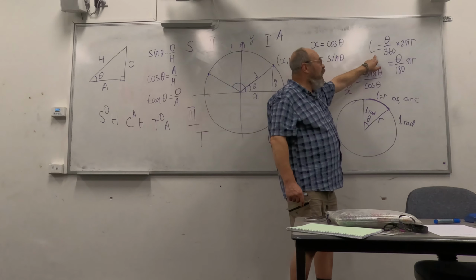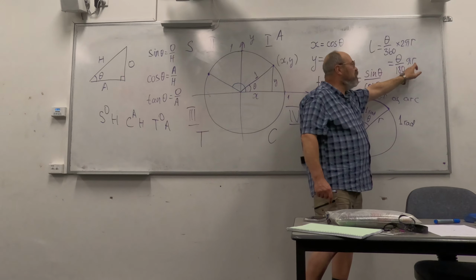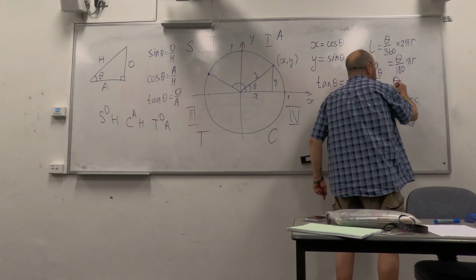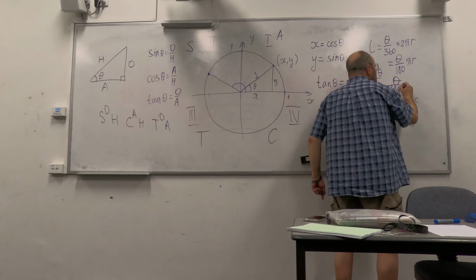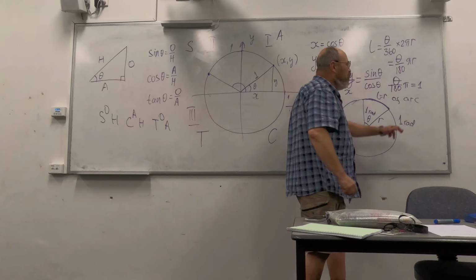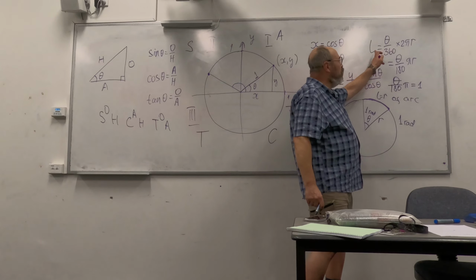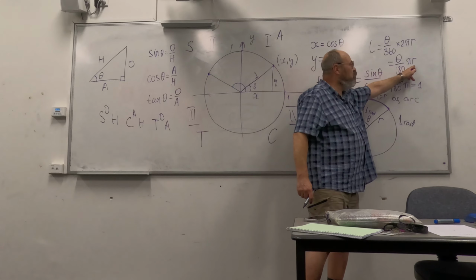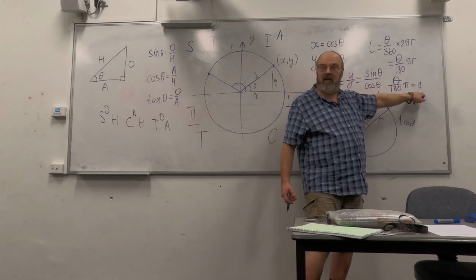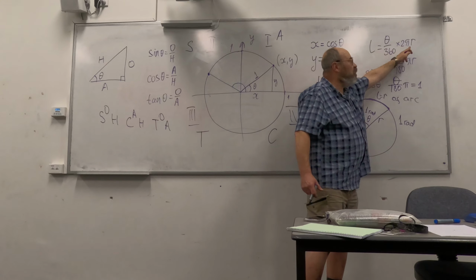So we have length of arc equal radius. What does it mean? Theta over 180 times pi must be equal to 1. For the length of arc to equal the radius, theta over 180 times pi must be 1. So we will have L equals R.